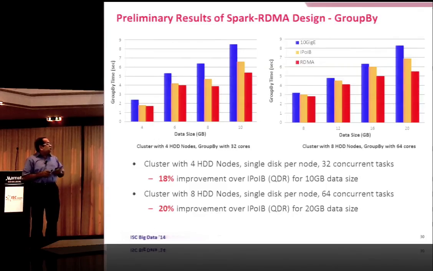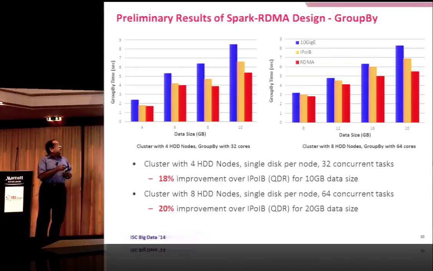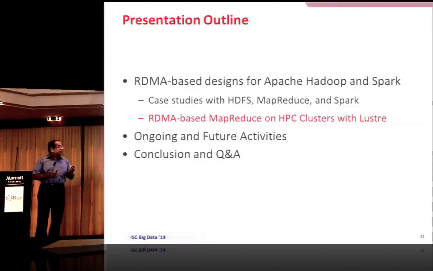And here it shows some preliminary numbers. This is from the GroupBy benchmark, which is a common benchmark people use to evaluate Spark. And here you will see that even in a 32 core, 64 core environment, we are able to give benefits of 18% or 20% compared to the traditional 10 gig IP over IP, and the RDMA design.